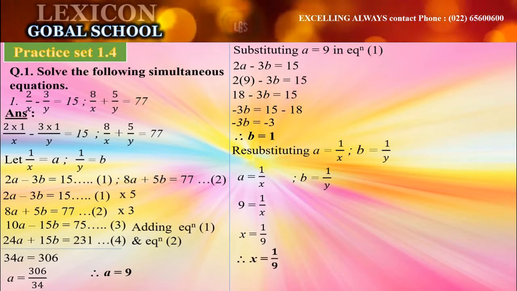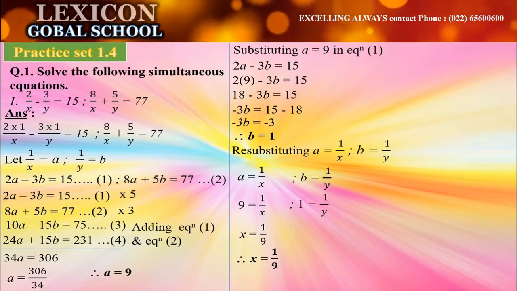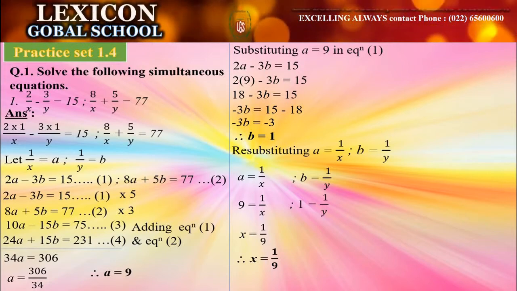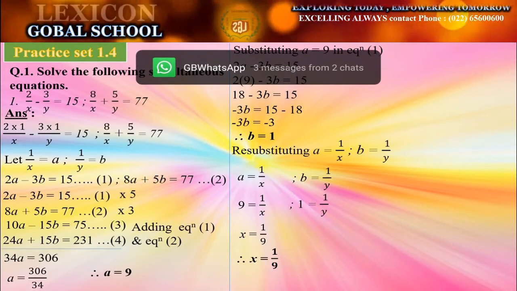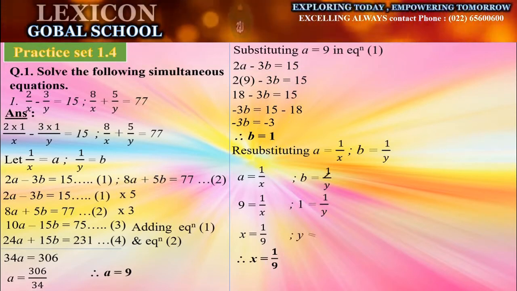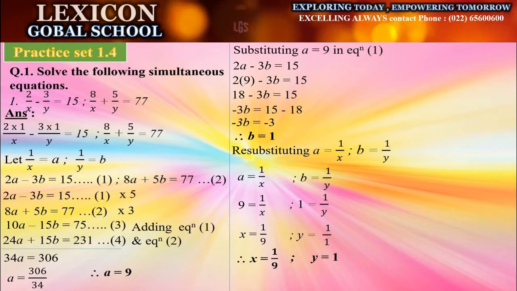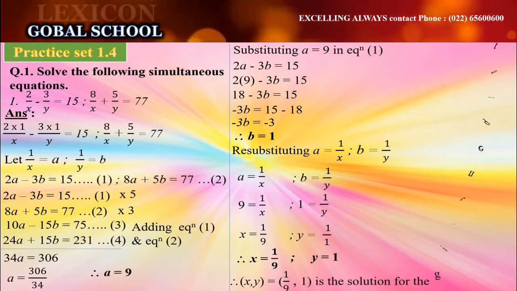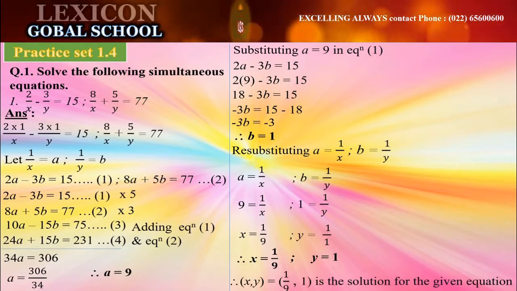Similarly, the value of x would be 1 upon 9 and the value of b was 1. So 1 is equal to 1 upon y. y will go in the numerator of your RHS, and 1 will come in the denominator. Therefore, y is equal to 1 upon 1 and the value of y is 1. Therefore, x comma y is equal to 1 upon 9 comma 1 is the solution of the given equations.